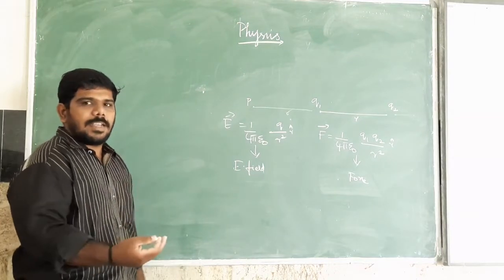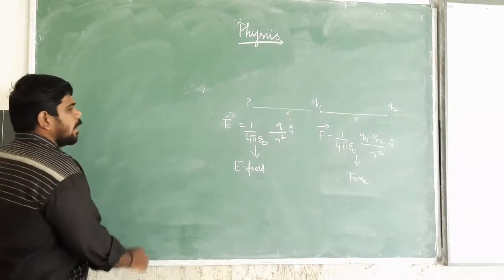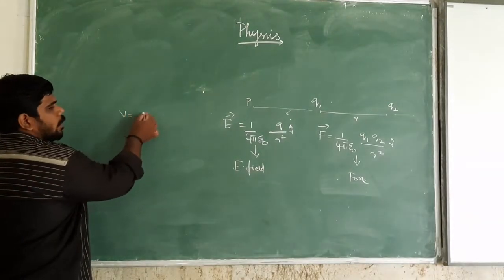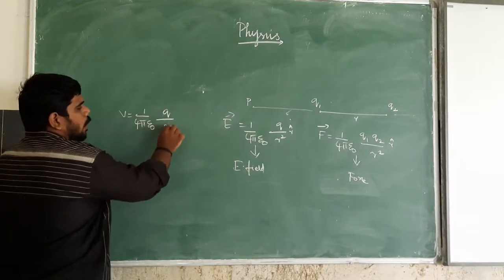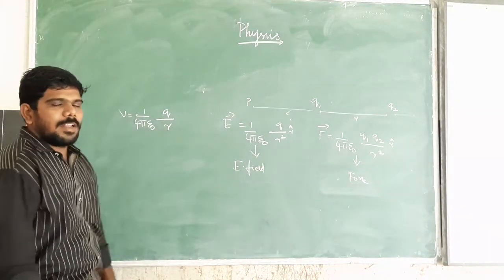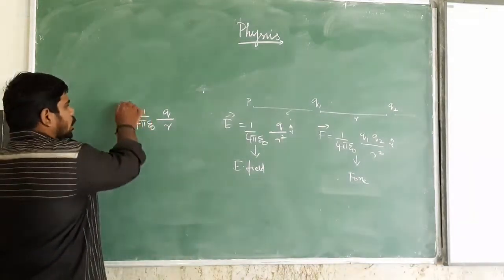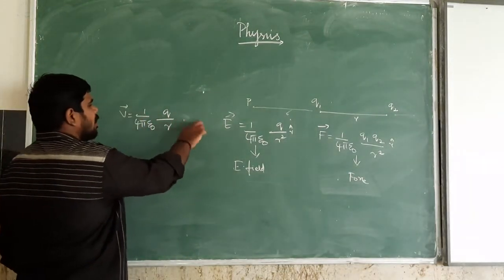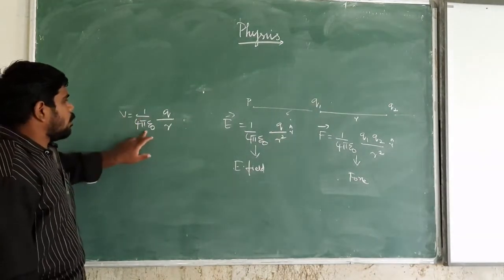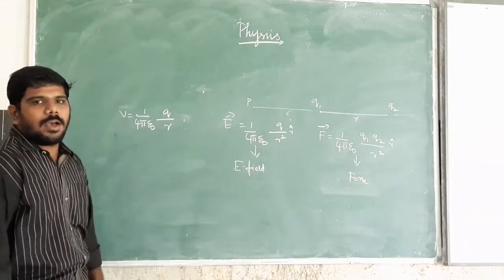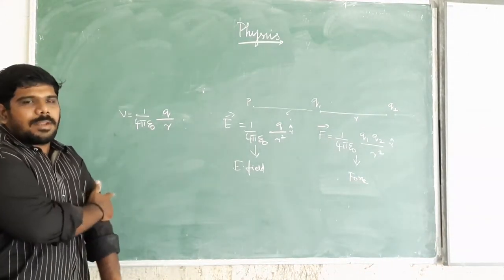In the next online class, we learned electric potential. What's the formula for electric potential? V is equal to 1 by 4 pi epsilon 0 Q by R. Electric potential is a scalar quantity. So V is equal to 1 by 4 pi epsilon 0 Q by R. Clear?